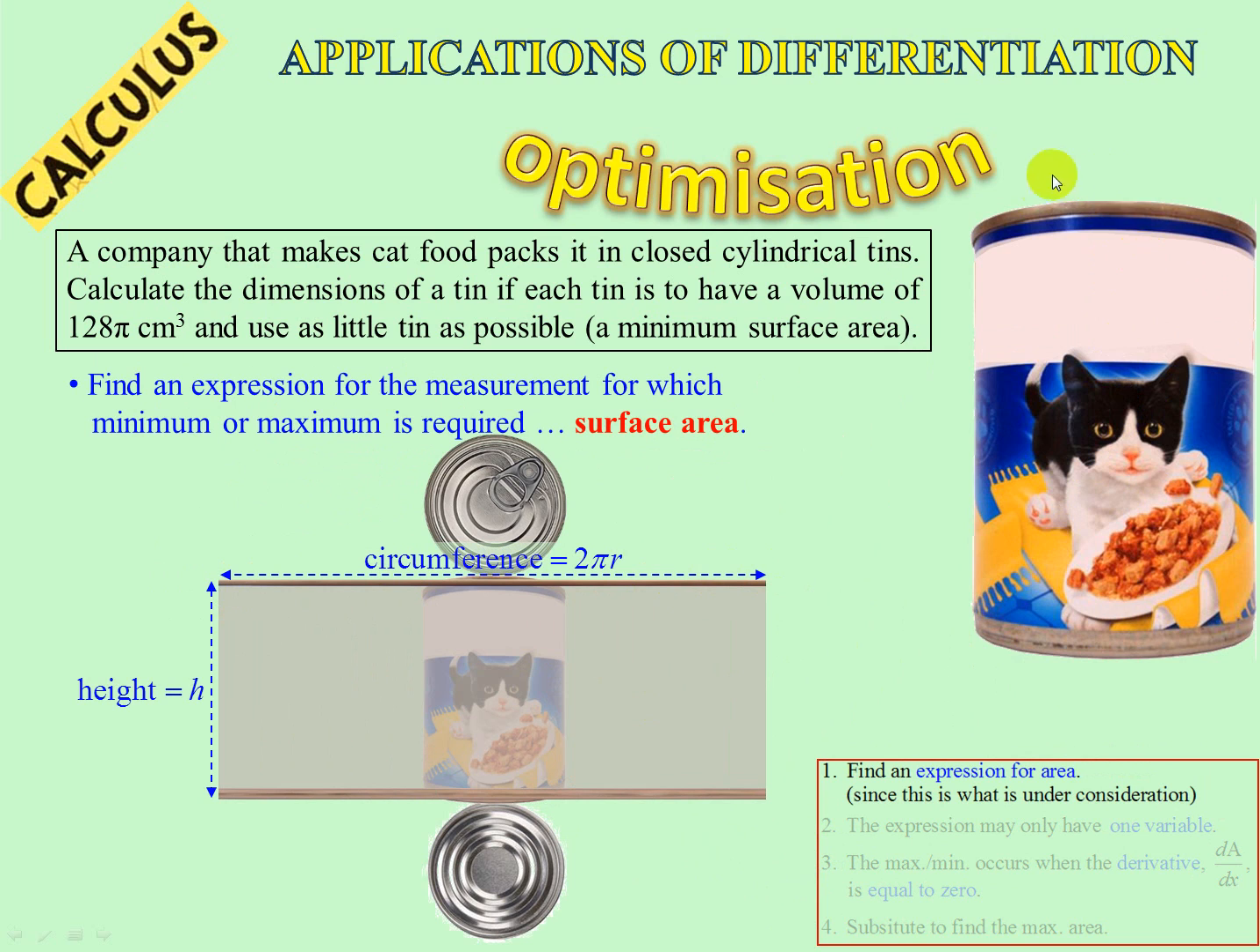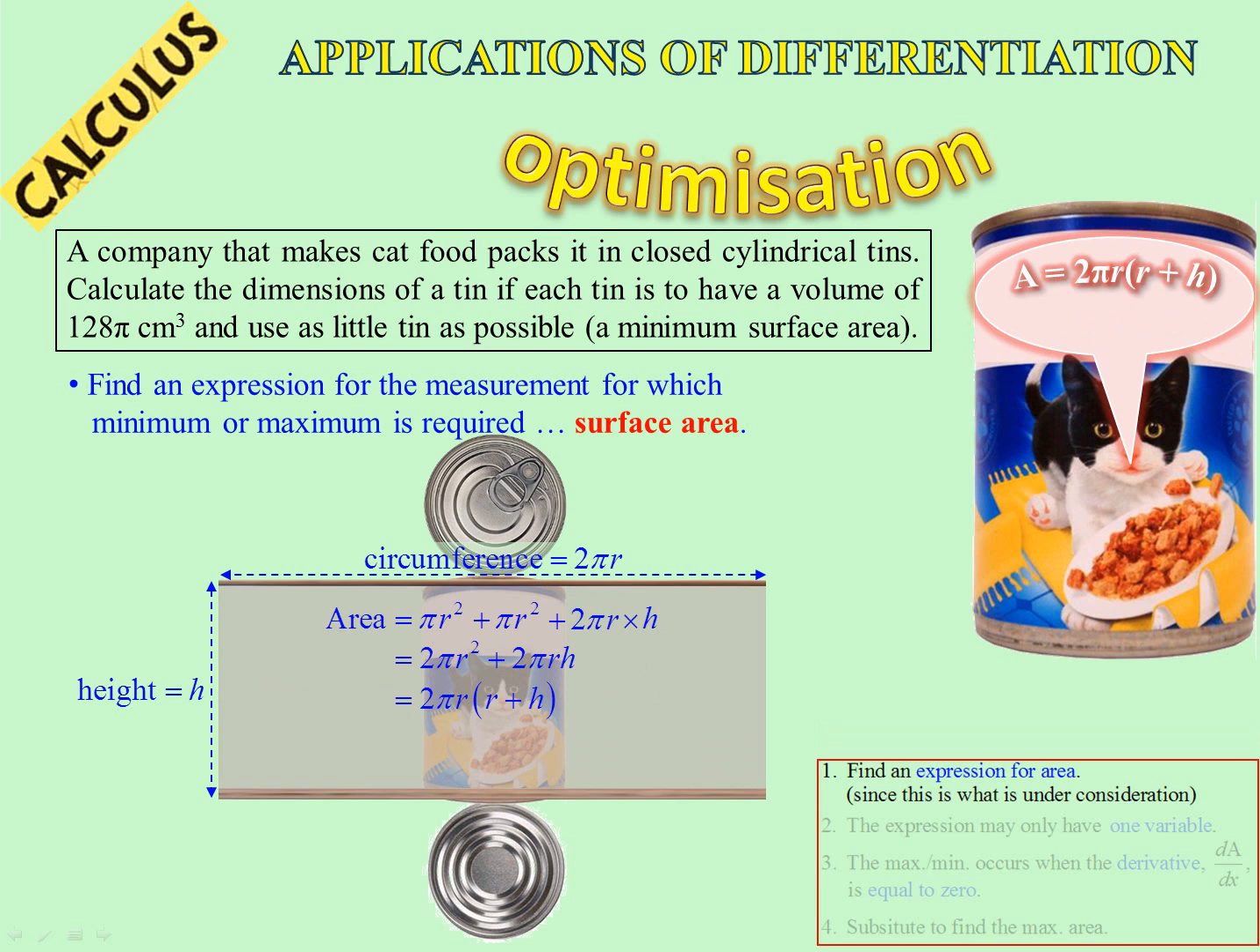There we are. And the length of the rectangle is the circumference of the circle. The breadth of the rectangle is the height of this tin. So now, our formula for the area is simply going to be the top, which is πr², plus the bottom, which is πr², plus the lateral area, which is 2πrh. So 2πr into (r plus h). That's the formula usually given. Of course, in order to work with it, we're going to multiply it out.